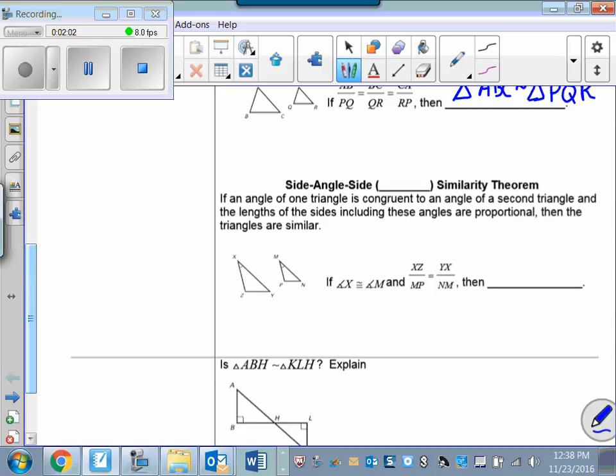All right, we also have a side-angle-side similarity theorem. And it says if an angle of one triangle is congruent to an angle of a second triangle, and the lengths of the sides including these angles are proportional, then the triangles are similar. So we've got X congruent to M, and if XZ over MP equals YX over NM, then we can say that triangle XYZ is similar to triangle MNP.